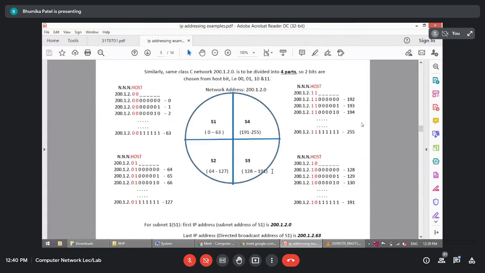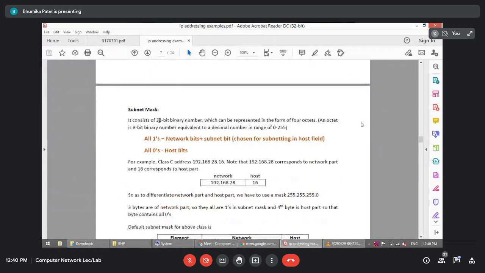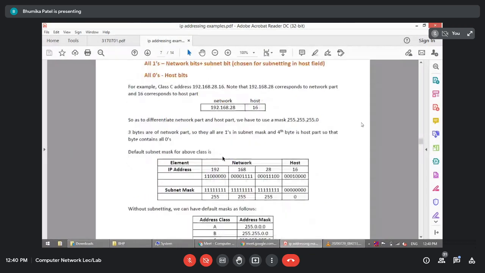And here the first IP address is the subnet address. The last IP address is the direct broadcast address. This is how we can convert into the 4 parts. This is the subnet mask, how we can generate it. Okay, so for this IP address, this is the subnet mask we have obtained.